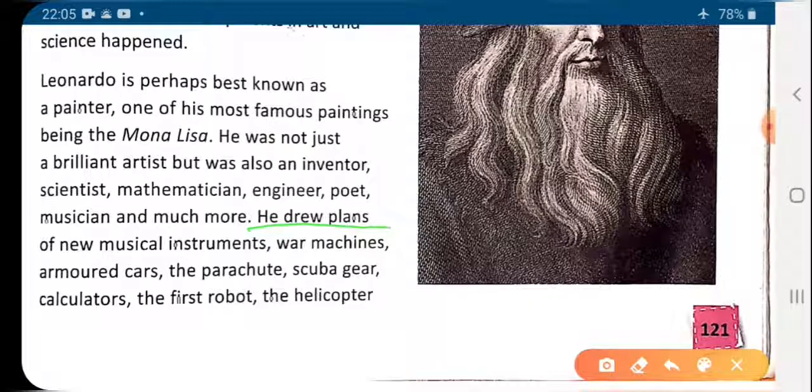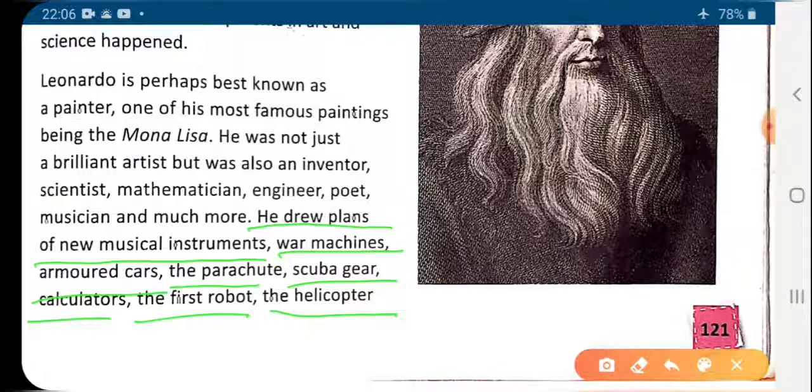He drew plans of new musical instruments, war machines, armored cars, the parachute, scuba gear, calculators, the first robot, the helicopter. Means he has just drawn the plan. Today we can see the helicopter, the robot, the parachute, war machines, armored cars. These all things were planned by Leonardo in that time, in that period.